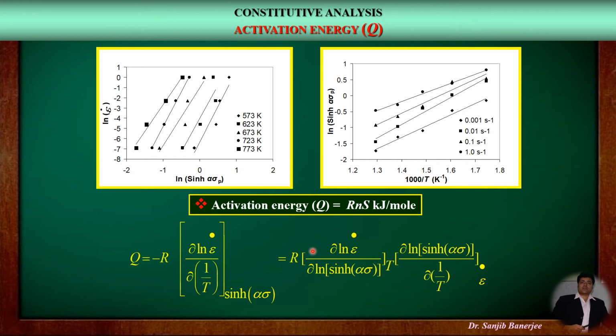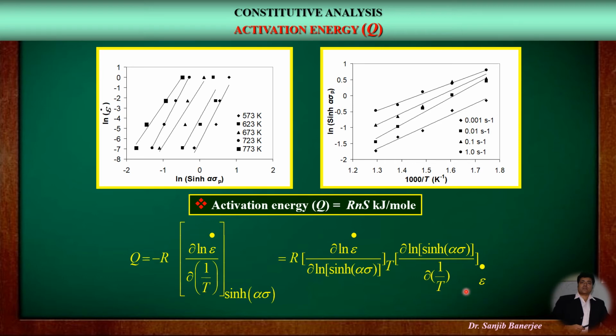This derivative may be evaluated if we draw the plots of log of strain rate versus log of sine hyperbolic alpha sigma p. Once again we get different sets of points for different temperature values, and the straight lines may be fit, where the average value of the slopes gives us the value of this derivative, or n. The second component is denoted by S, which is the derivative of log of sine hyperbolic alpha sigma by 1 by T at a given value of strain rate.